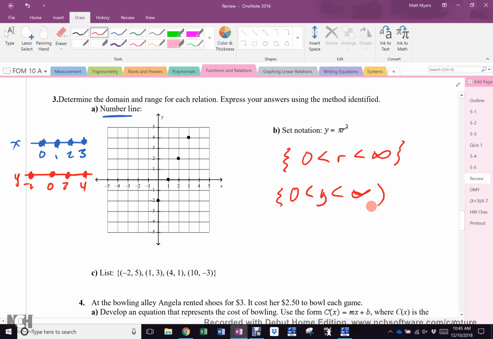Infinity. And as a list, what are my x's? You just got to list them, man. It says list. -2, 1, 4, 10. What are my y's? 5, 3, 1, -3. No. What's the smallest y? -3, 1, 3, 5. You cannot do it as a match because it is domain and range, not ordered pairs. 1, 1, 1 for a total of 3.